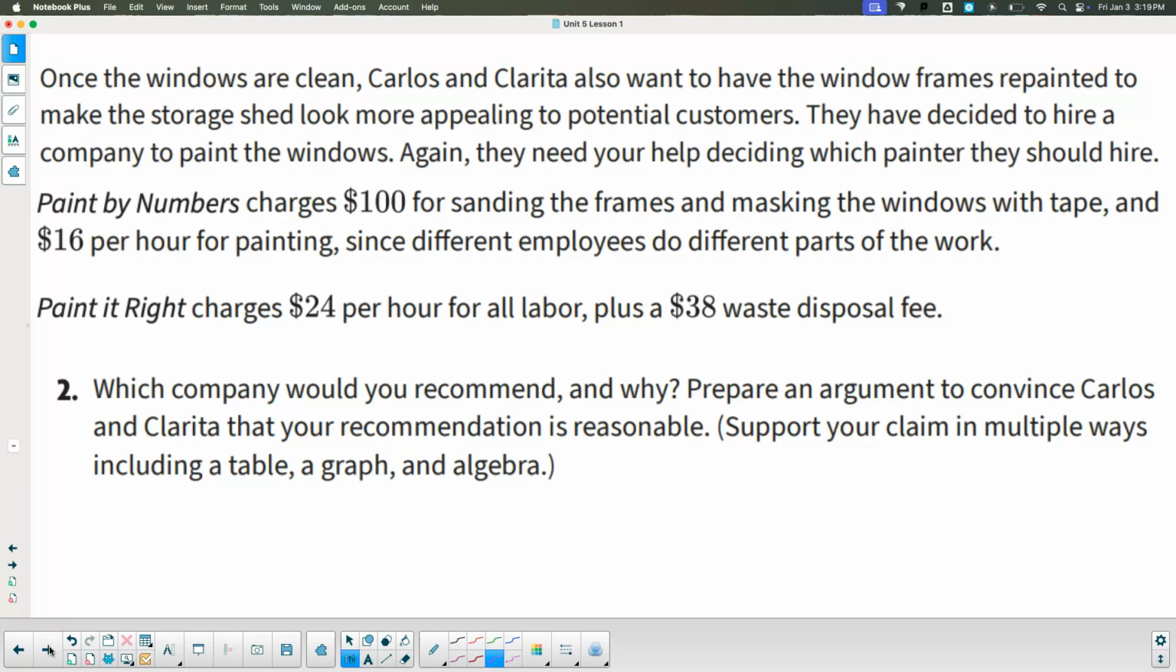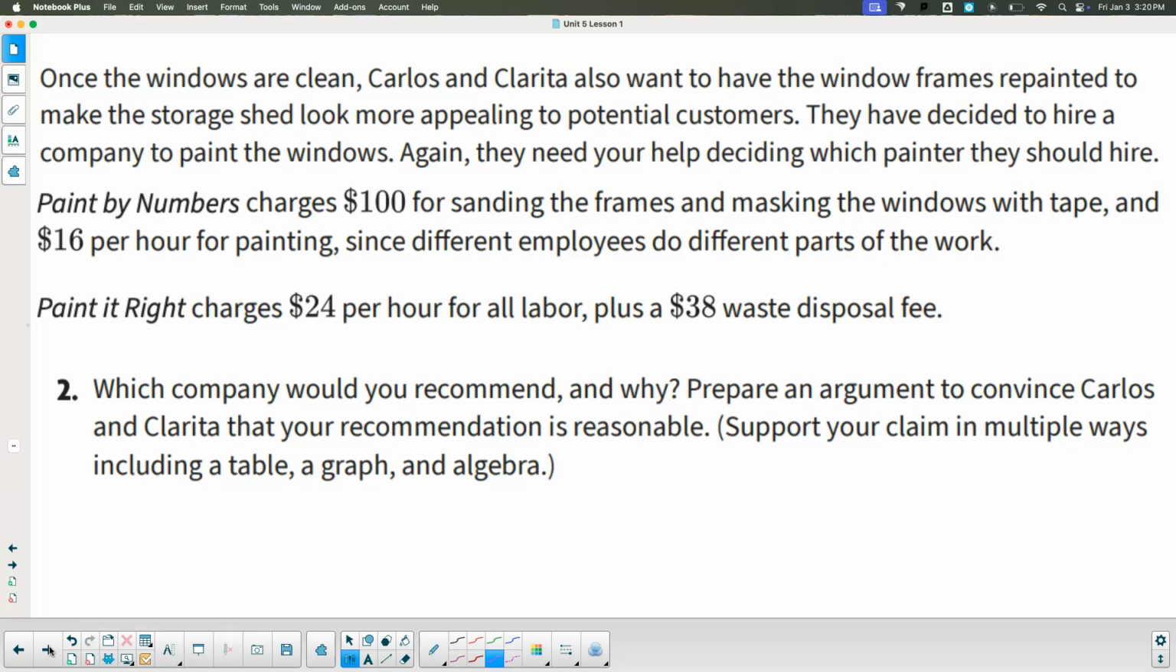Moving on, another scenario. Now the windows are clean. Now they want to have the frames repainted to make the storage shed look more appealing to potential customers. They have decided to hire a company to paint the windows. Again, they need your help in deciding which painter it should be.